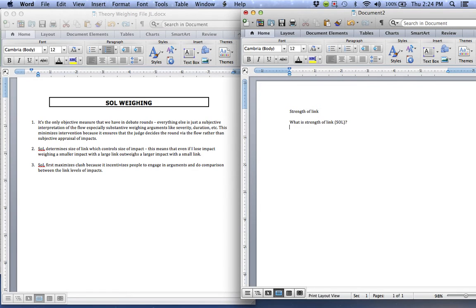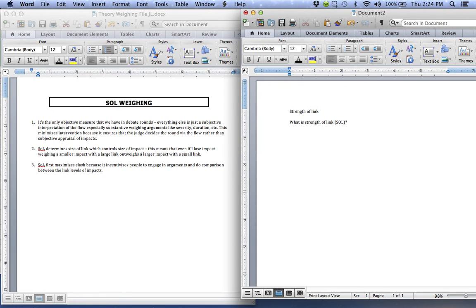Then the way strength of link works is that the judge evaluates how strong the link was in terms of how well warranted it was, how well impacted it was, and how well it interacted with other arguments. So one thing that should automatically become apparent is that strength of link in some senses invites a little bit of judge intervention, because it requires the judge to assess some type of strength, for lack of a better word, of the link. In this case, the strength of a link corresponds to how much ink is on the link. And by ink, we mean arguments.